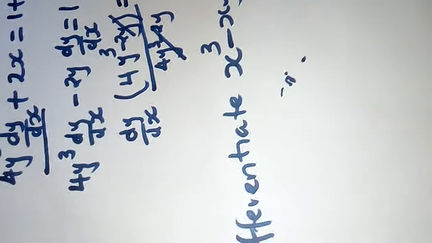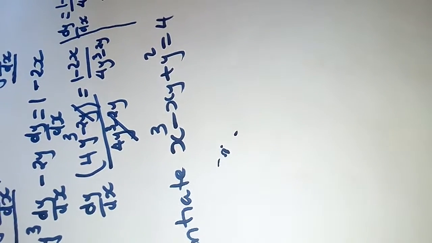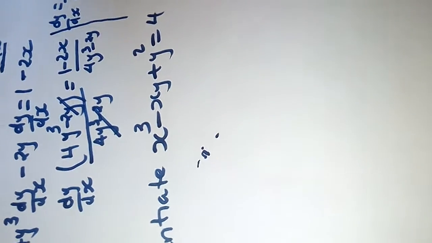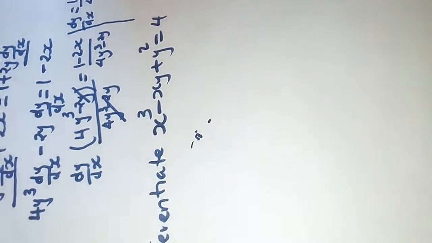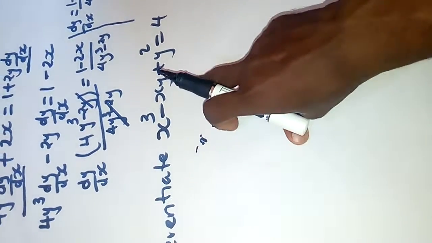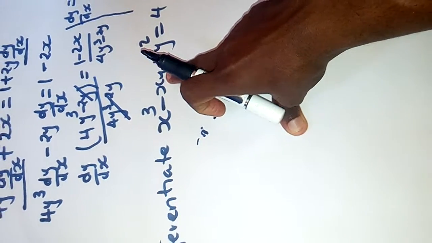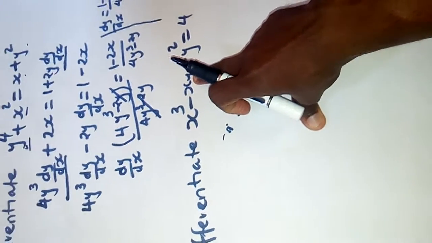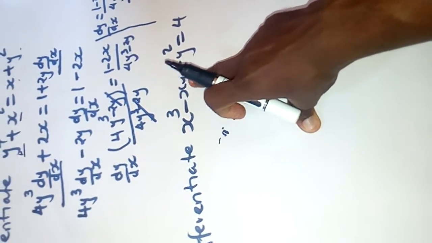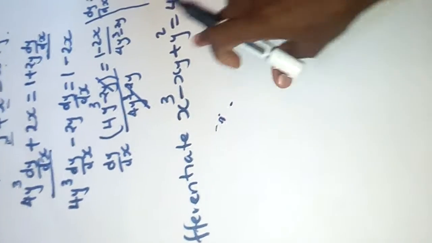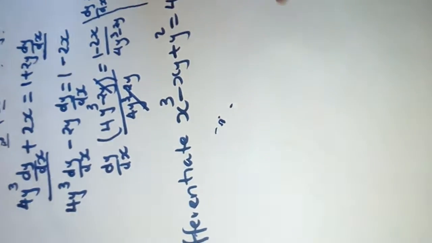In the second expression or function, we have x cubed minus xy plus y squared is equal to 4. We do the same, but here there is a bit of change, because you can see that there is xy here, which is different from the first function in the first example. So we are going to apply the concept of product rule here. Any expression that has y, when we differentiate, we multiply by dy dx.